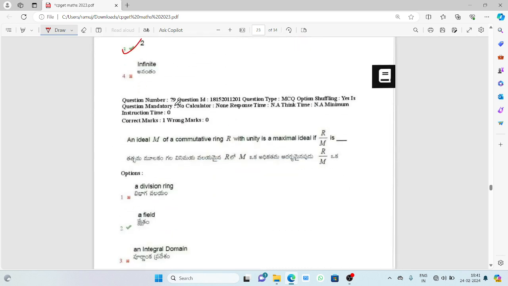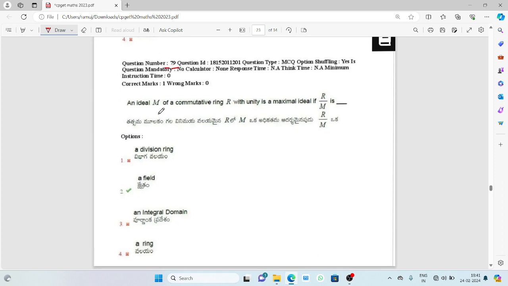So the 79th question is: an ideal M of a commutative ring R with unity is a maximal ideal if and only if R by M is a field. This is a direct and important statement. Whenever R with unity has a maximal ideal M, we can say that R by M is a field. I will give you another one as well.